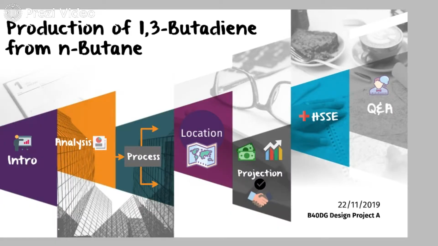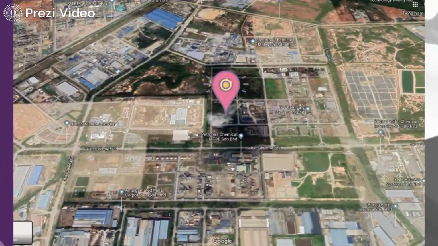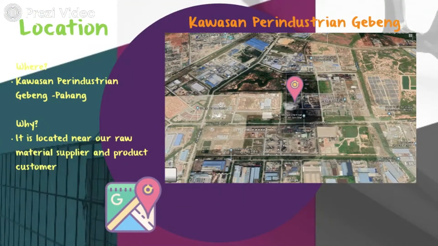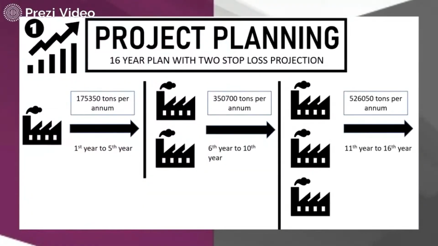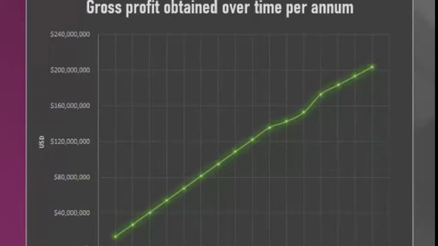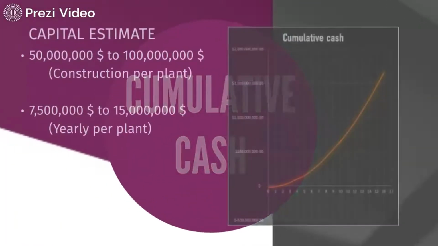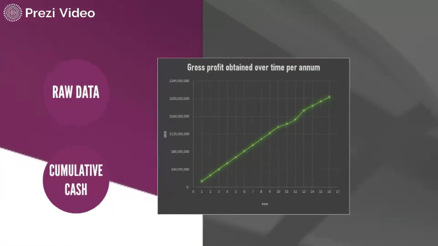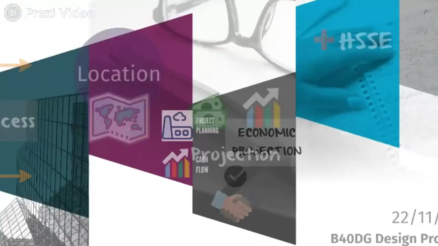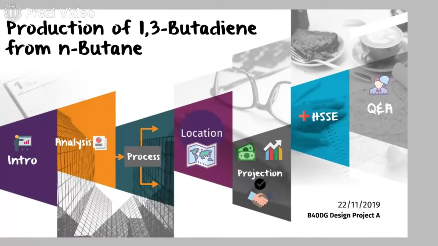So moving on, we're going to talk about our planning. One of the places we considered is Kawasan Perindustrian Gebang, Pahang, which is near our material supplier and product customer, which reduces most of our transportation costs. We also have a projection plan with 2 stop losses, leading up to 16 years, which could lead up to 526,000 tons per annum and generate around $160 to $240 million gross profit, with a capital of around 50 to 100 million. These are all estimates because we haven't yet taken most of our utilities into account. This is only a number for you to estimate how big this can get.